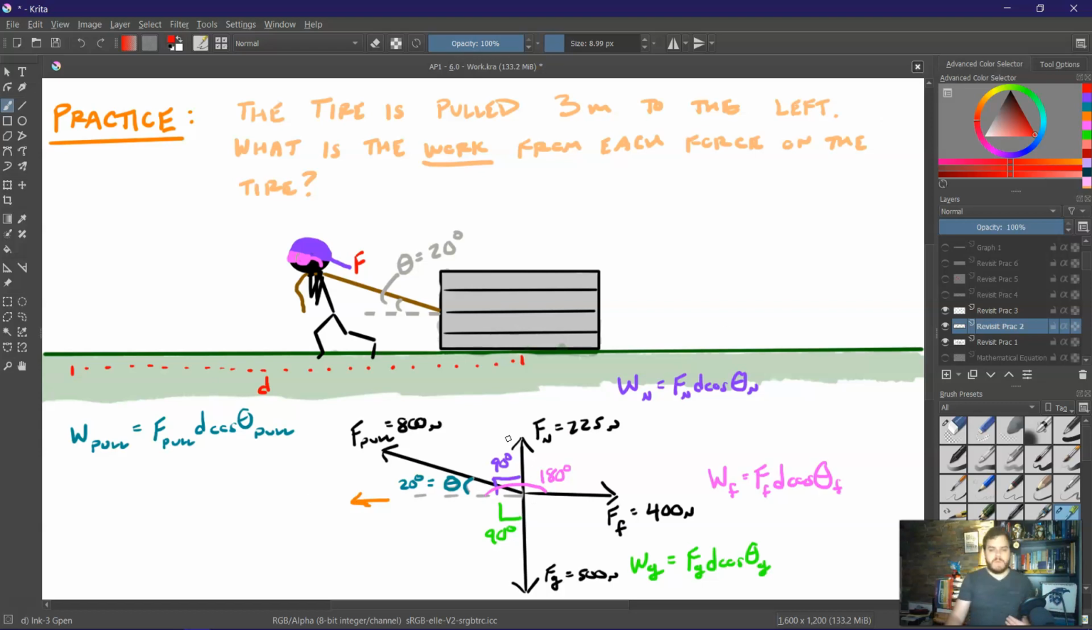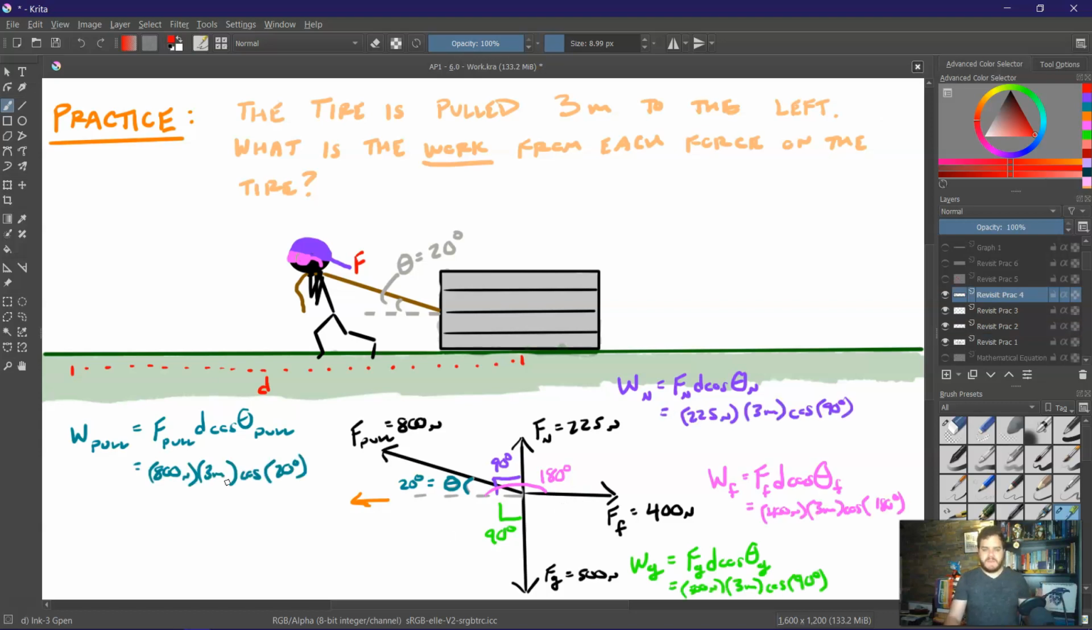Let's go to the normal force. The normal force is directed upward. That is 90 degrees from the direction of motion, or in other words, from the left. The force of gravity is also 90 degrees from the direction of motion, or the left. And friction is, well, okay, it's really directed 180 degrees from the direction of motion.